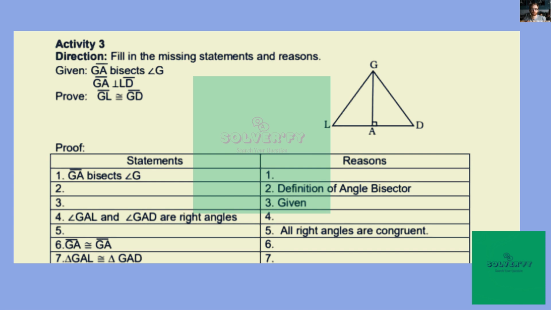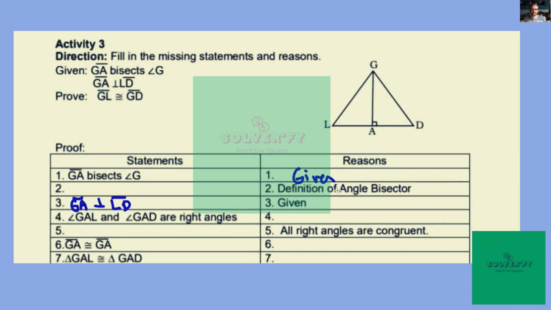All right, let's fill out this proof. So we know, as you should know, all proofs start by stating the given, and it says that segment GA bisects angle G, and segment GA is perpendicular to GD, which was broken apart. Notice the given as the reason in statement 3. So statement 3 must be the other part of the given. So I'm going to go ahead and fill that in now too. Segment GA is perpendicular to segment LD.